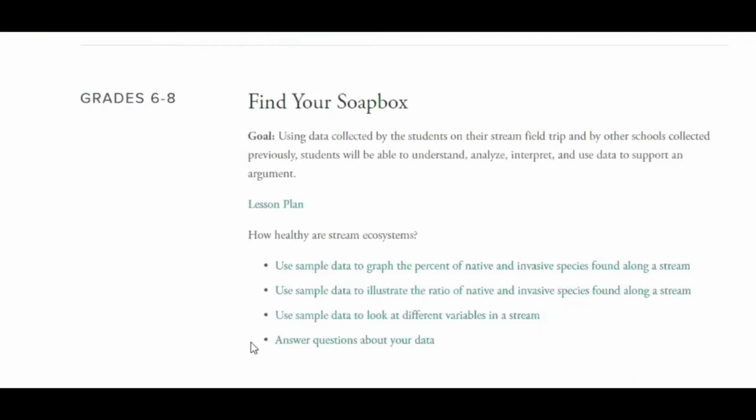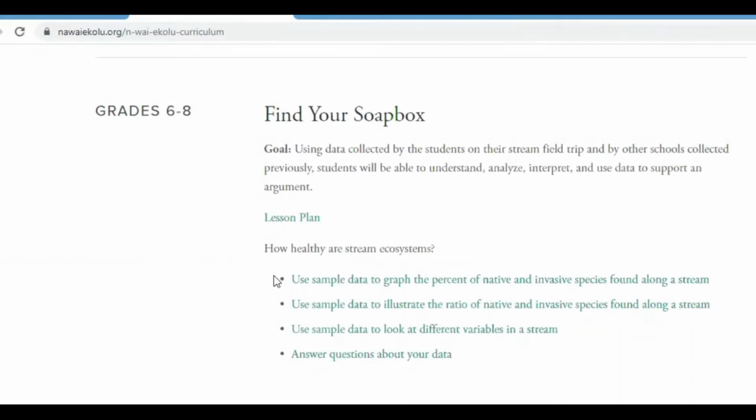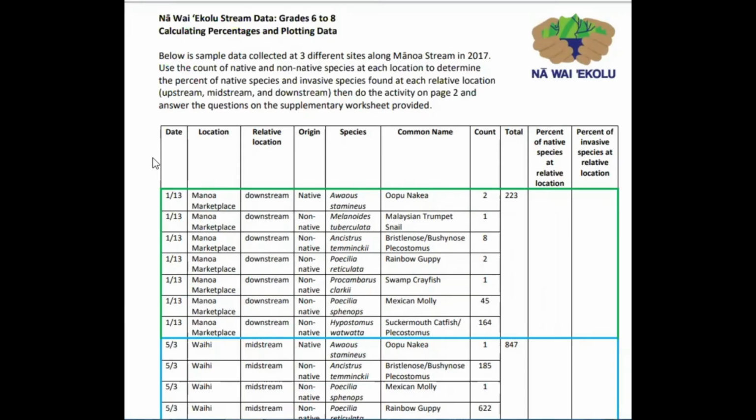help solve real-world problems. The first worksheet will require students to find percentages of native and invasive species at different sites along the Manoa Stream. The table shows the date, site location, relative location along the stream, origin, species, and counts. The percentage of native species at each site will be written in the first column, and the percentage of invasive species will be written in the second column.